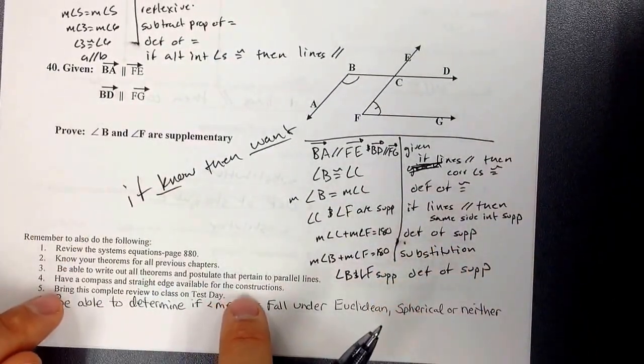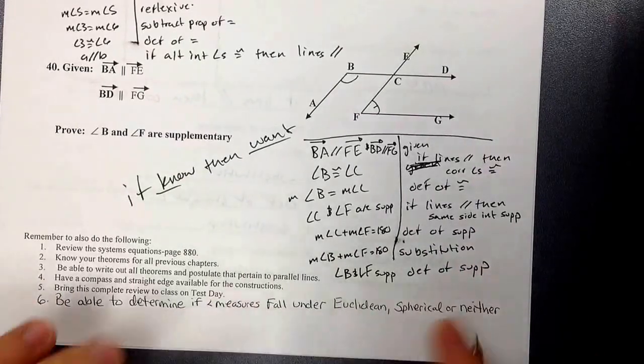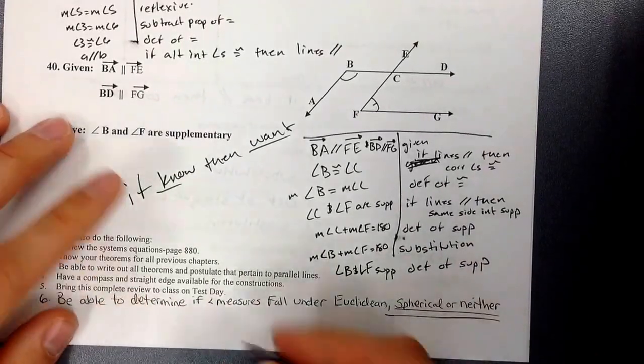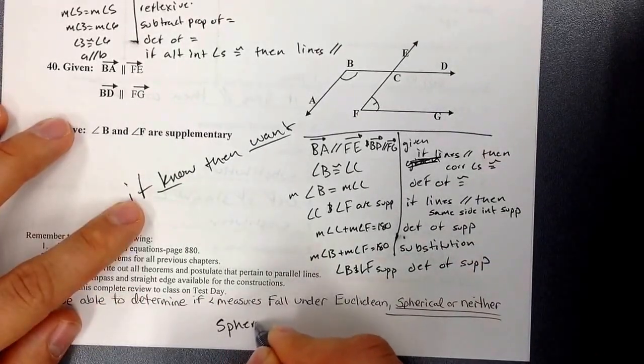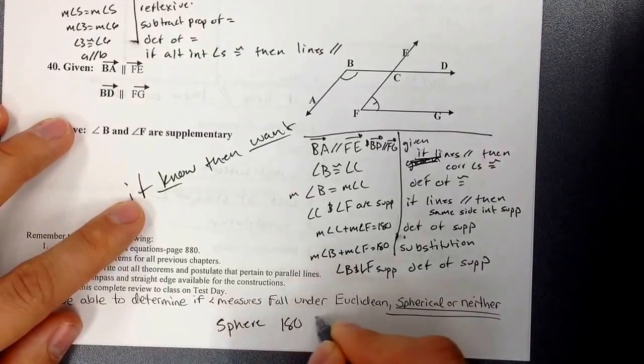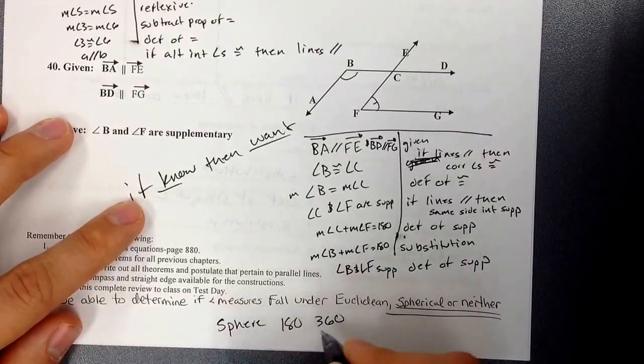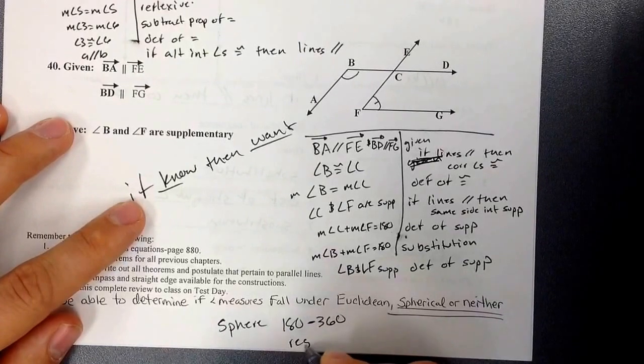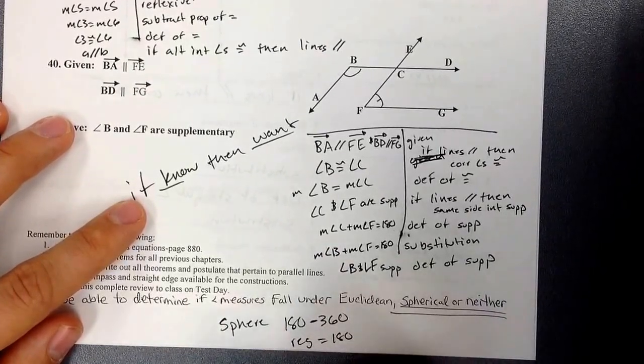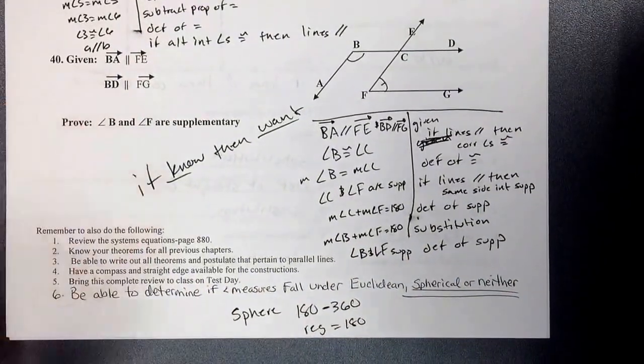Straight edge and compass, be able to determine this one is big. Remember, spherical triangles are between 180 and 360. All right, they're somewhere in there. And then your regulars are equal to 180. Be careful on that. Good luck.